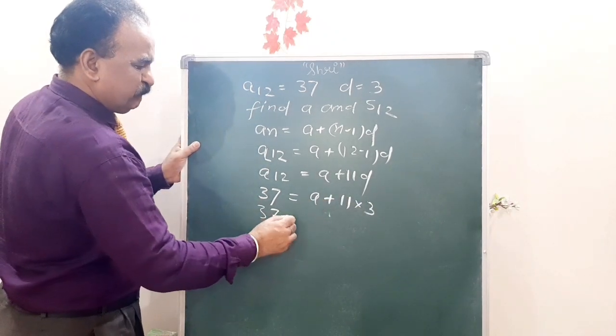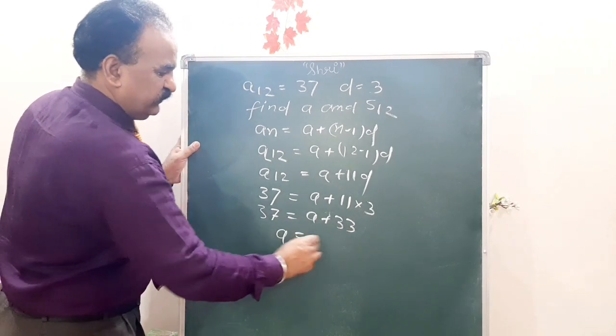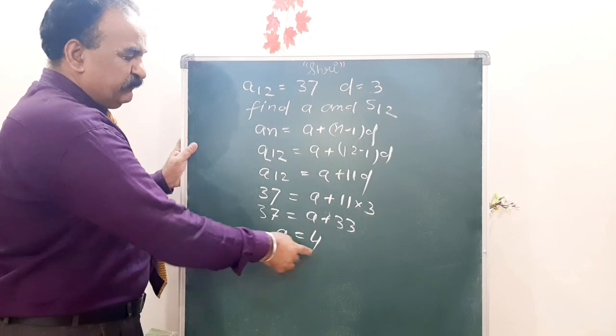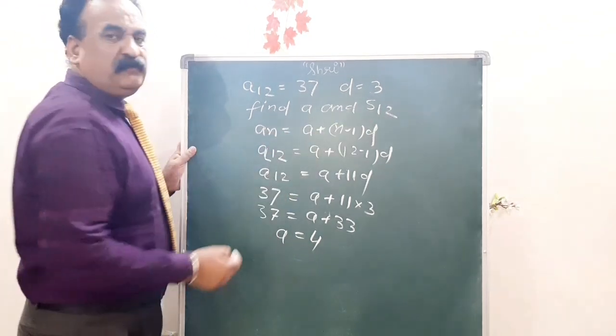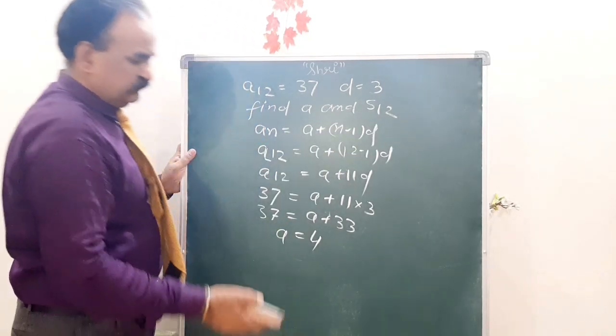So 37 is equal to A plus 33. So A is equal to 4. Now you got A is equal to 4. It means the first term is 4. Now what you have to find? You have to find S12, the sum of 12 terms. Let us see.